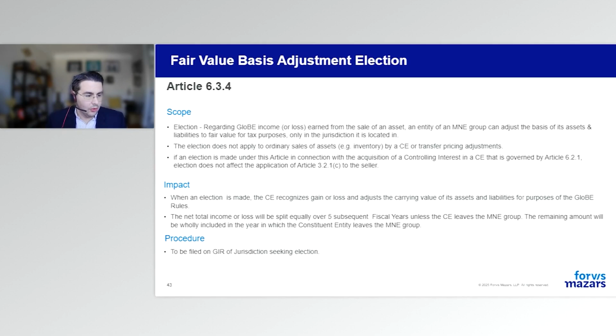How does this usually work, right? You would file this on the GLoBE information return for the jurisdiction where you're seeking this election. And what happens when you do that is that the total net income or loss is split equally over 5 subsequent fiscal years unless that constituent entity leaves the M&E group, and there's basically a recapture amount that will be picked up in the year in which that constituent entity leaves the group.